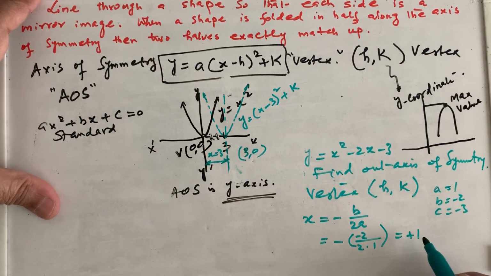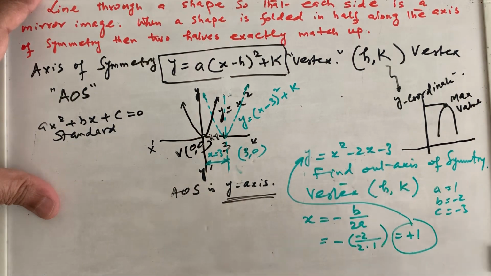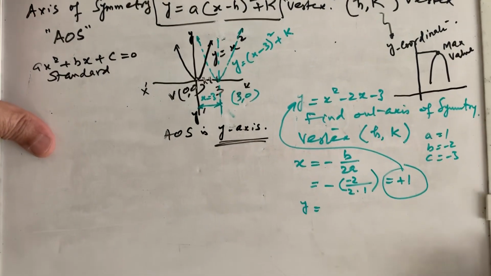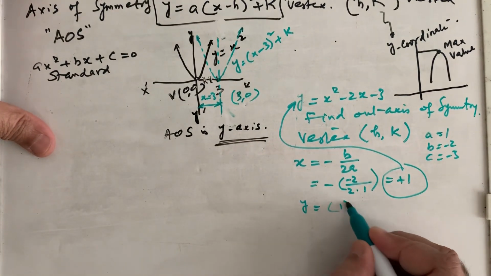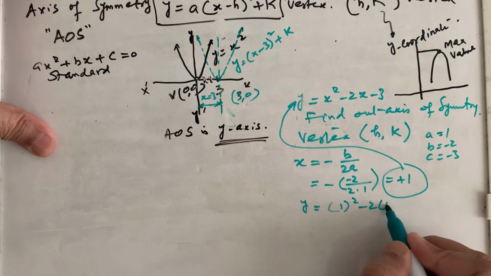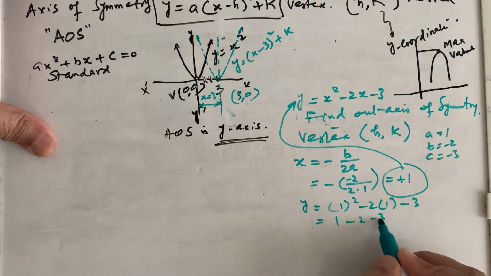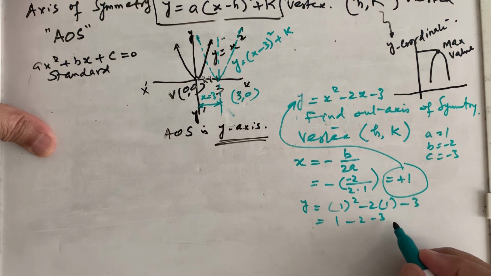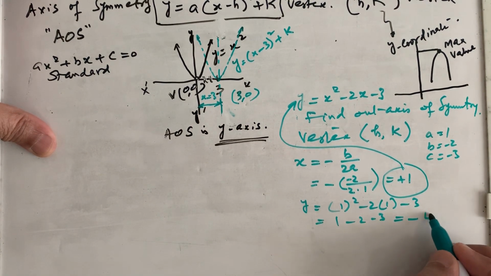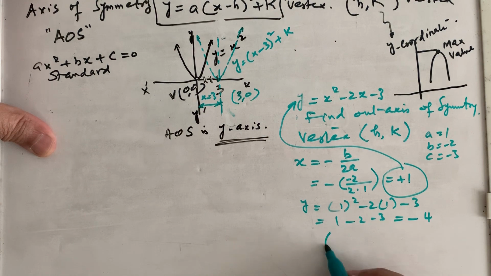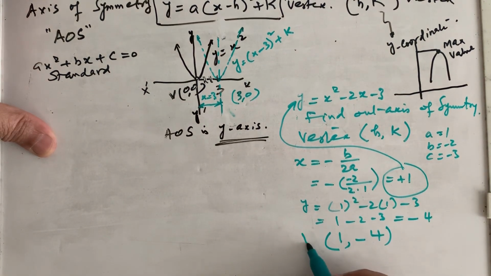Then when you substitute this value back into the quadratic equation, you get y. So y equals 1 squared minus 2 times 1 minus 3. So 1 minus 2 minus 3, what do you get here? Minus 4. So now you have your vertex. X is the h, 1, and y is minus 4. So you have now your vertex of this equation.